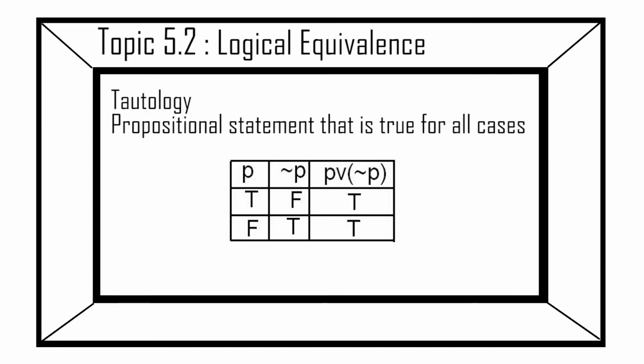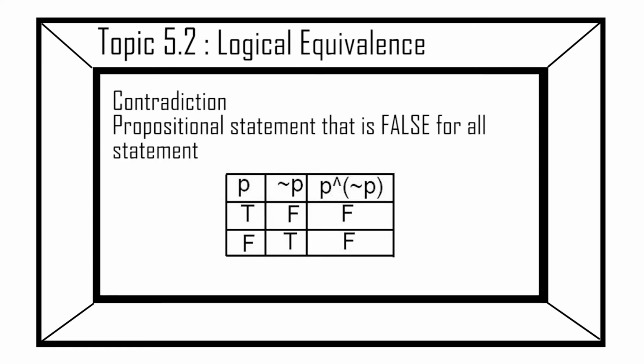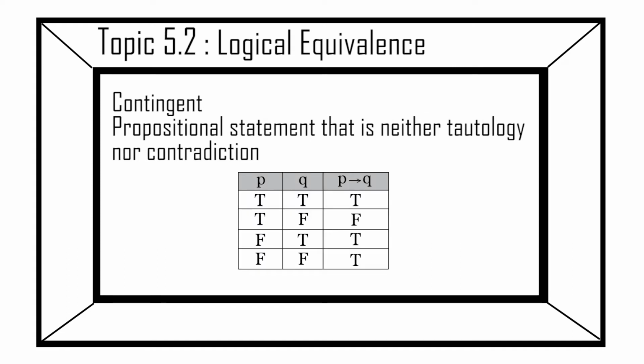A tautology is a propositional statement that is true for all cases, which means the final value for the truth value will be true for all cases. A contradiction is a propositional statement that is false for all cases, which means the final value for the truth value will be false for all cases. A contingent statement is a propositional statement that is neither a tautology nor a contradiction, which means the final values are not all true and not all false.